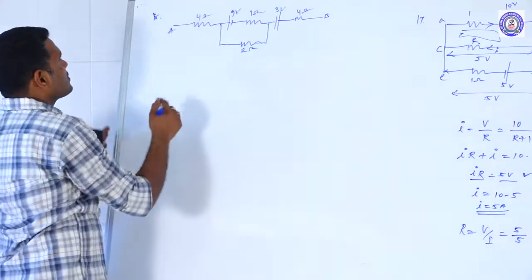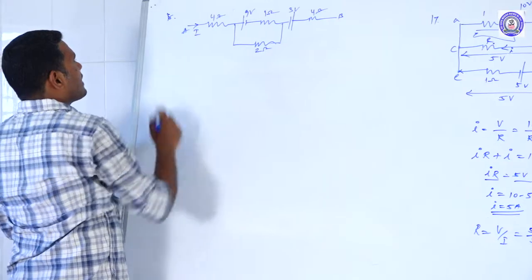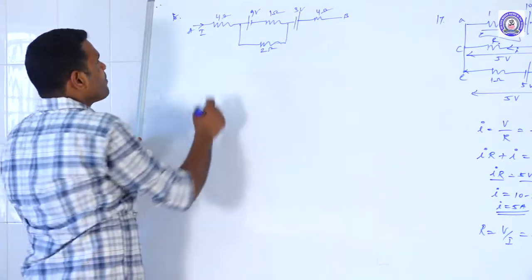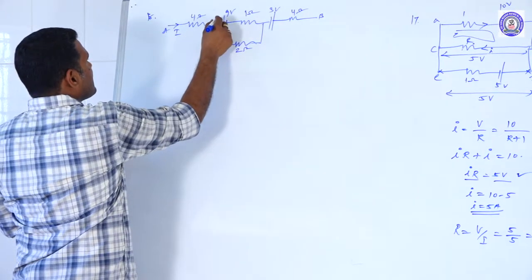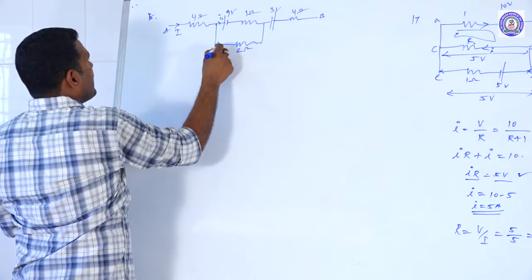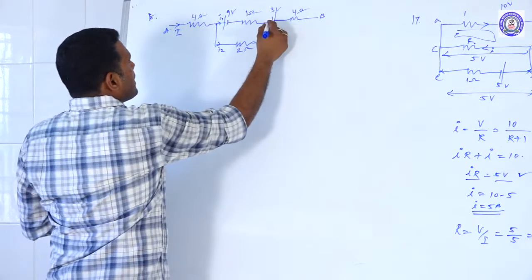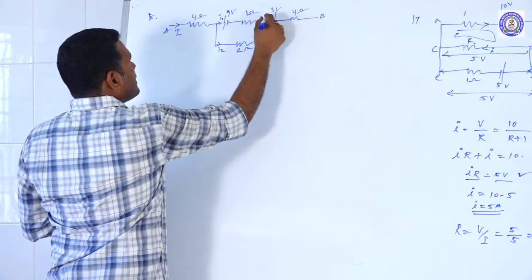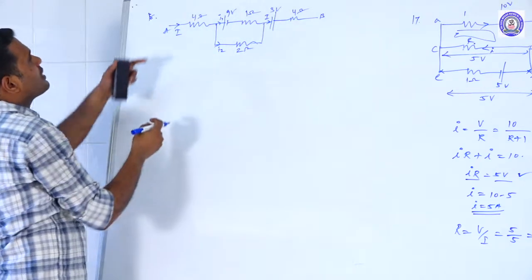Now, before starting this question, I can consider the current flowing through this path is I. As it approaches the junction, current will divide out as I1 and I2. As it comes here, I1 and I2 combine together and flow as I.